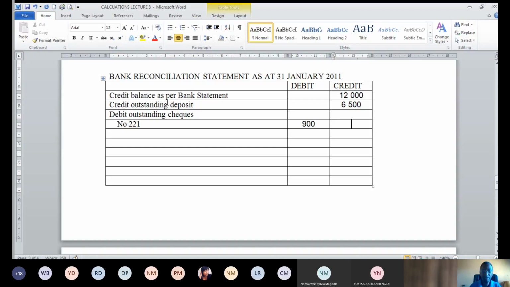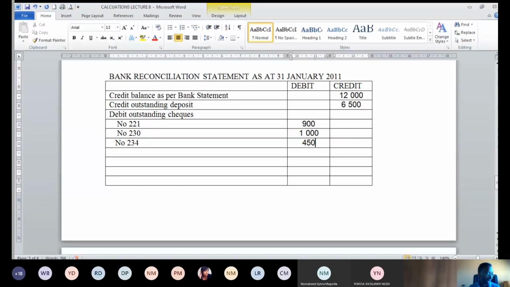Those were also items that appear only in our records, not on the bank statement. There were 2 more outstanding checks. So we will debit our outstanding checks. Remember, 221 is coming from last month. And for this month, 230 is outstanding with the amount of 1,000 Rand, as well as check number 234, which is for the amount of 450 Rand.